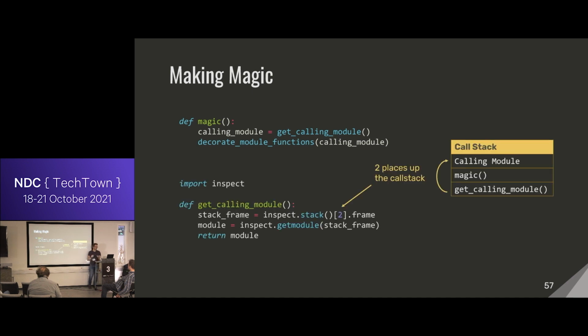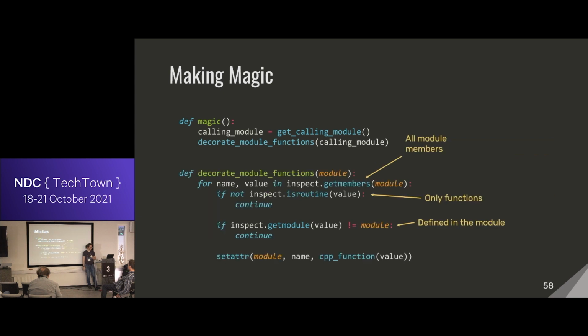In the magic function, we use the inspect module to get the call stack. Then from the call stack, we get whichever module called us. Once we have that, we can return the module. It's very nice that we have that functionality in Python. I wish someday we'll have call stack inspection in C++, but that's probably a long way off.